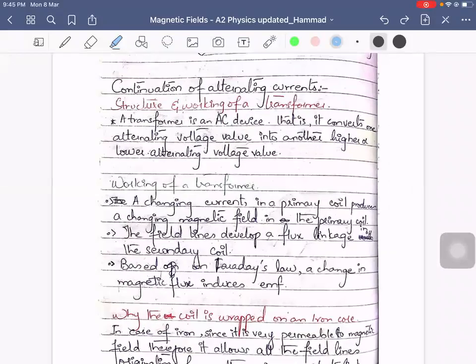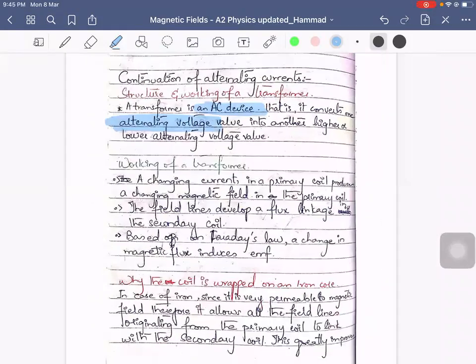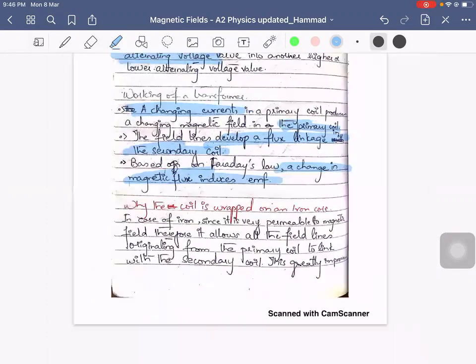a transformer is an AC device, that is, it converts one alternating voltage value into another higher or lower alternating voltage value. What's the concept of a transformer? A changing current in the primary coil will produce a magnetic field in the primary coil. The field lines develop a flux linkage in the secondary coil. Based on Faraday's law, a change in flux induces an EMF.